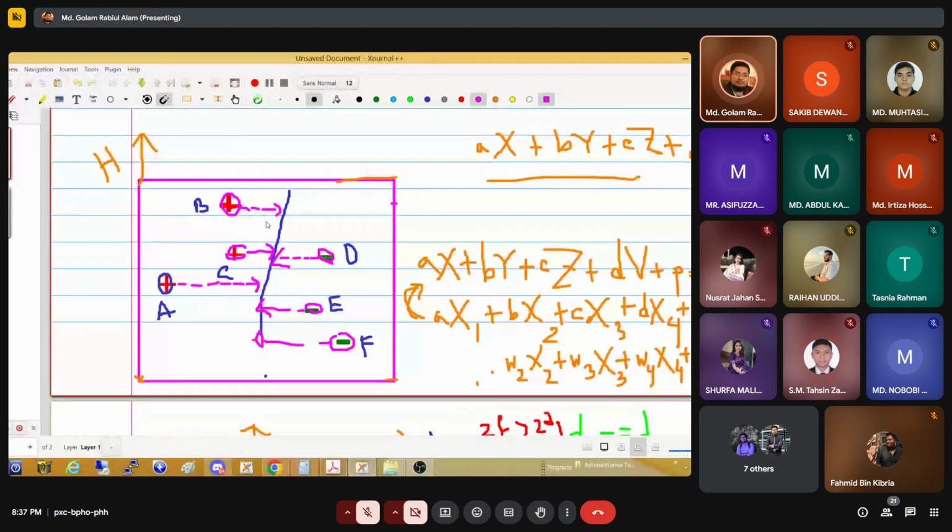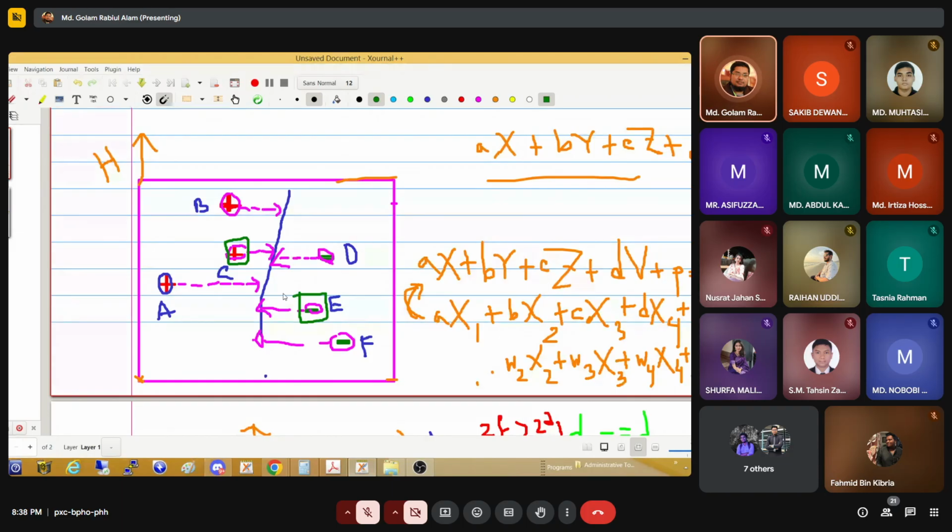If we want to find two support vectors, one from above the hyperplane and one from below the hyperplane, then in this case we will get C as our support vector, and E is our support vector. So these two will be considered as support vectors because they are the lowest distant data points. But how do we find the distance?